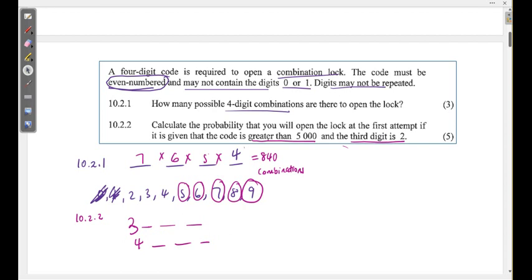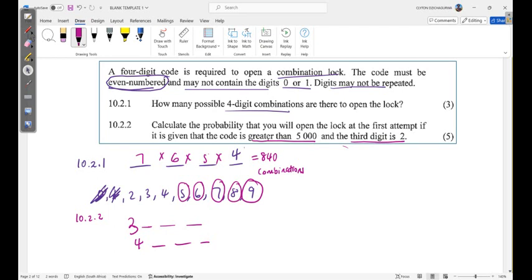That is only when the code is going to be greater than 5,000. It either starts with a 5, a 6, a 7, 8, or it starts with a 9. Right. So let's see. If it starts with a 5, right? So let's see. Let's check. Okay, let me maybe write it here.